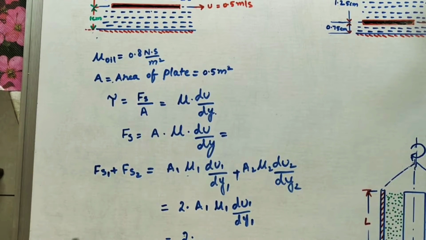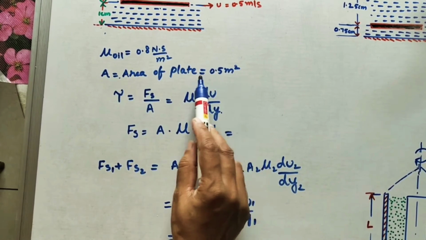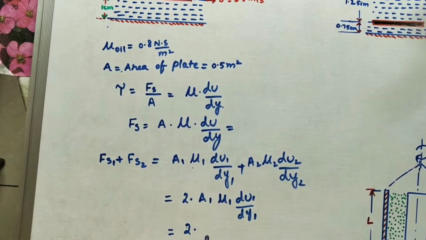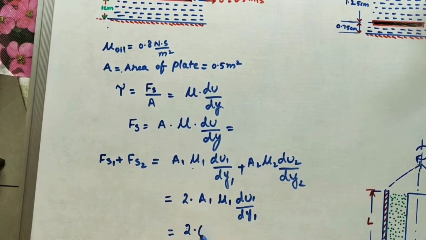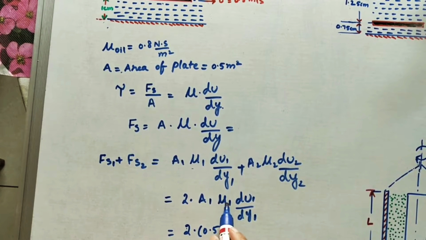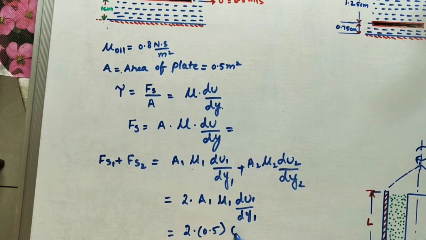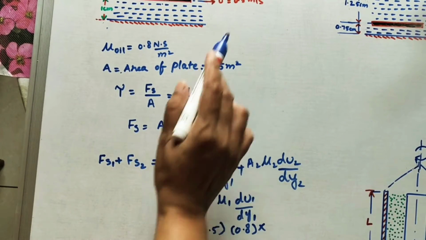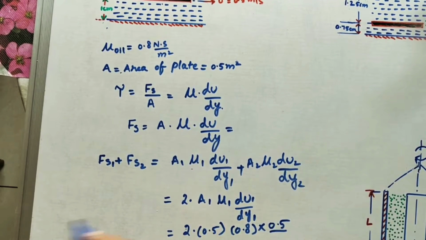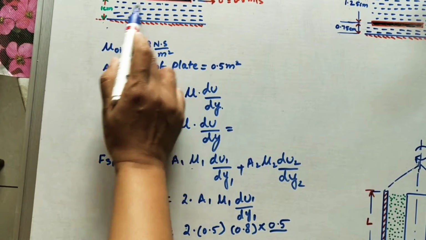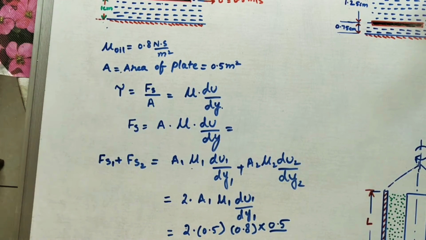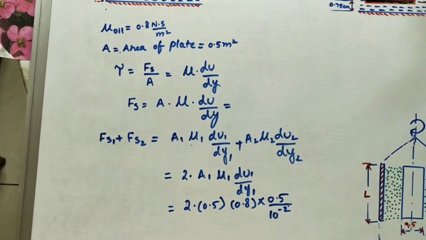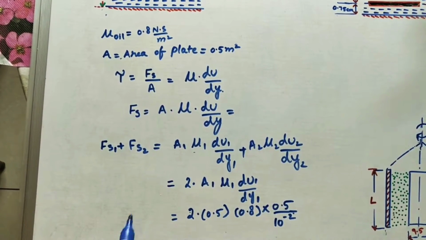Now substitute all the values, and we will get the total force. 2 into, what is the area of the plate? It is given, the area of the plate is 0.5 meters square. Check the units, because we have to convert if it is given in centimeter. It is given in meter, so take it as it is, 0.5. Mu1 is given as 0.8 Newton second per meter square, into, what is the velocity? It is given 0.5. So what is the distance between the fixed plate and the moving plate? 1 centimeter. So convert this into meters. So 1 centimeter, I am taking as 10 power minus 2, like this. Now do it with the calculator to find the total force.